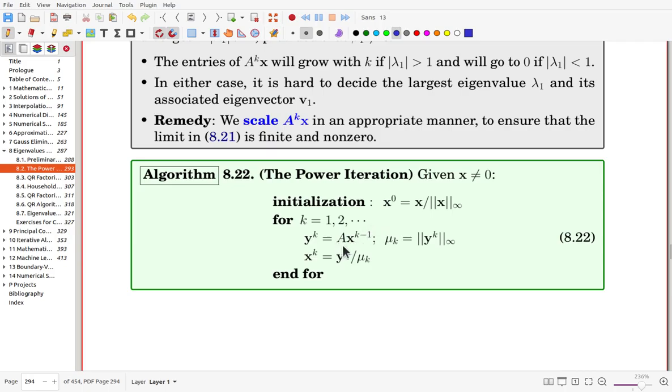Now in the iteration, we first multiply by A and save into a temporary array y and measure the magnitude, so that we assign the result to mu and divide by mu to get the next iterate. So we scale by the magnitude of the product, and we get new iterates. That's the power method, quite simple.